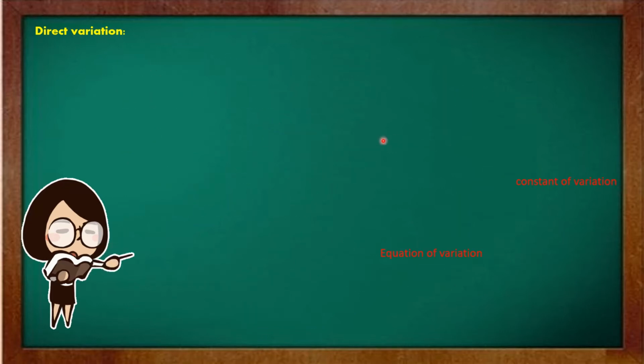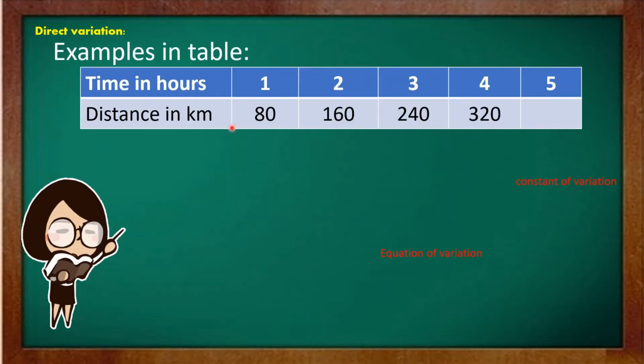Okay, another example in direct variation is in a table. Look at this table. The first column we have time in hours, and the second row is distance in kilometers. In time in hours, we have 1, 2, 3, 4, 5. In 1 hour, the distance is 80 kilometers. In 2 hours, we have 160 kilometers. 3 hours is 240 kilometers and 4 hours is 320 kilometers. So what will be the distance in kilometers in 5 hours?